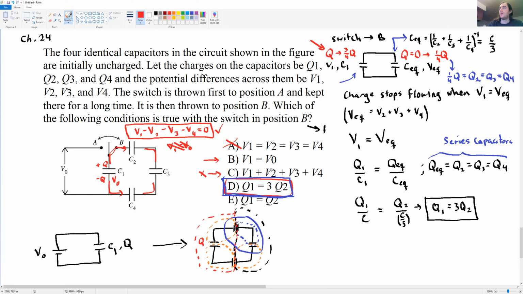So you can see, 3/4 Q is 3 times 1/4 Q, right? So the answer here will be D. So let's see how that works.